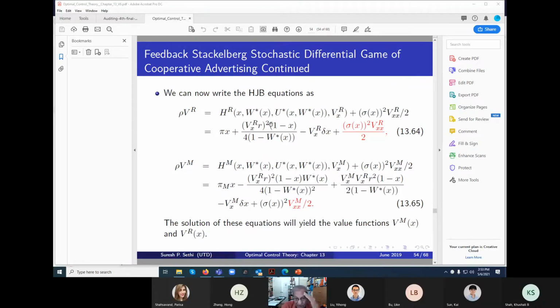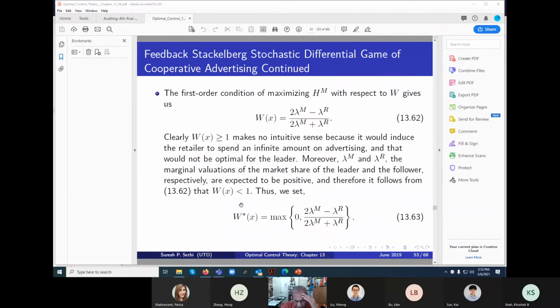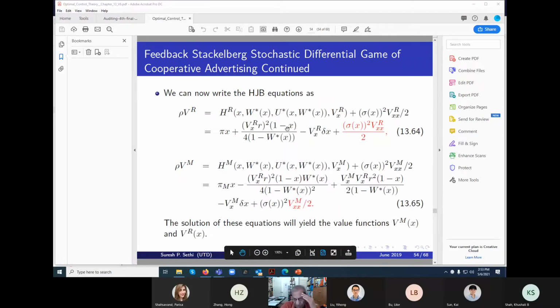So I substitute those into the HJB equation. Right now I'm keeping that as rho V_R equal to this. I put V sub x R. And what I've done so far, I have left W star X as W star X. So you can see I linked U star of X, W star X, V sub x R, and I just changed the lambda M and lambda R into this. And if I can solve these, I will have the value function.